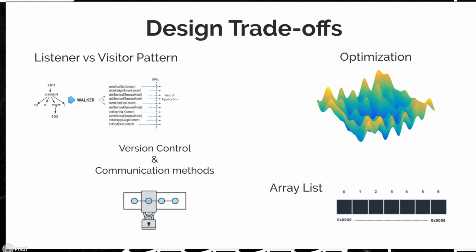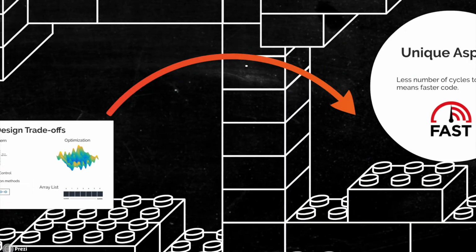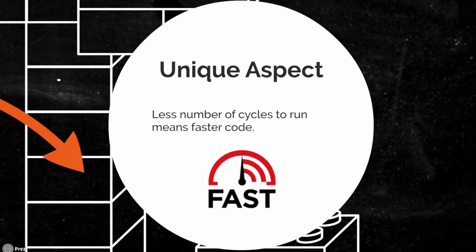Another design trade-off that we encountered was the numerous items to set up at the beginning, such as version control and communication methods. Unfortunately, reality as well as COVID-19 set in, and things changed radically. Work and school now began to happen at home instead of on campus and at work. For our unique aspect, our code was able to run faster by producing a smaller amount of clock cycles, which we worked really hard to decrease, allowing the compiler to ultimately run faster.